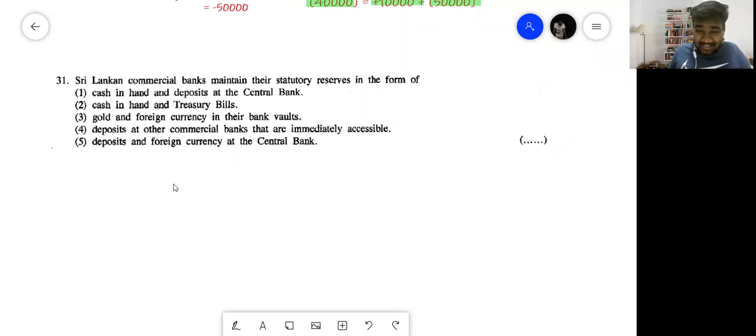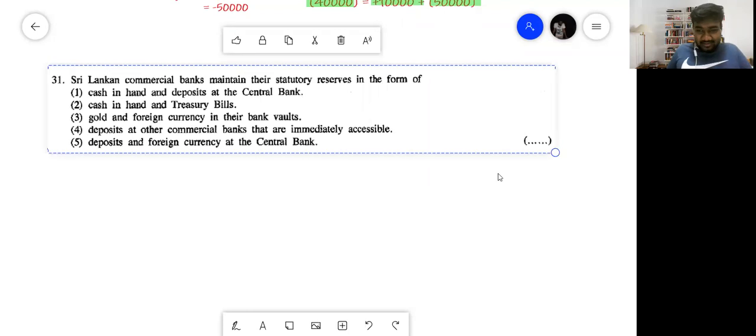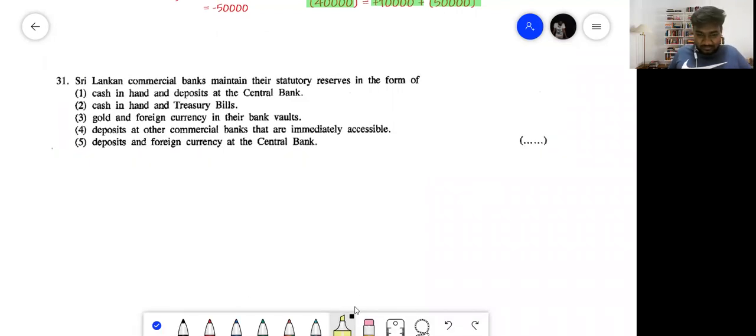Okay, so SRR is the money that they should actually keep, right? Not treasury bills, that is anyway wrong. Gold, not gold. Deposited other, no. Okay, is it 1 or 5? Cash in hand and deposits at the central bank, or deposits and foreign currency at the central bank? I think it's answer 1. Can someone recheck with the answer also? I think it should be 1. They don't convert into foreign currency as far as I know. Okay, so it has to be answer number 1 then.